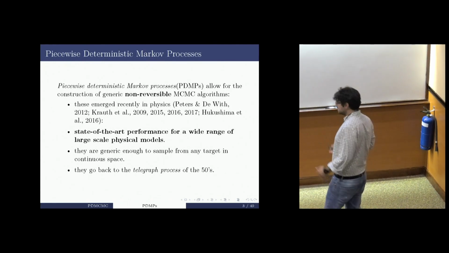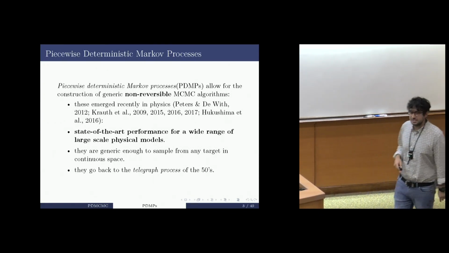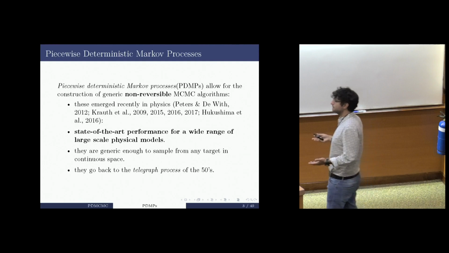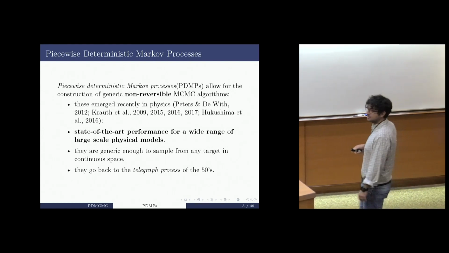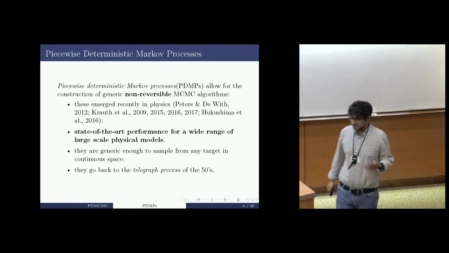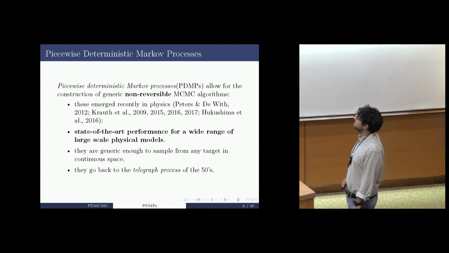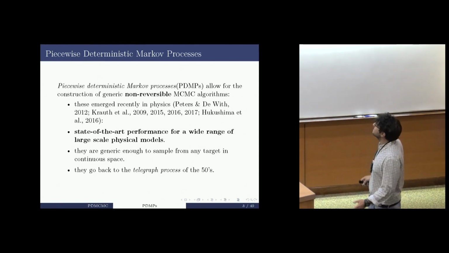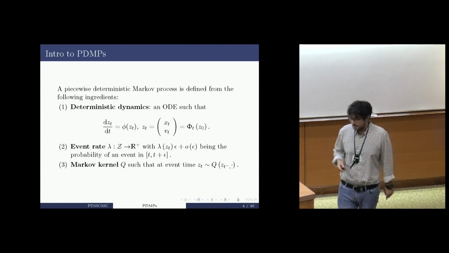Okay, so PDMPs, if you haven't already noticed from all these talks, they were mainly introduced in physics. So they go back to a paper by Peters and de Withe. Actually, they were introduced for sampling, right? Before that, they were studied by Davis at Imperial a long time ago, around the 60s and the 70s, and there are a lot of results from that work. They were used for control and for modeling various queues in continuous time and so on. The nice thing about these is that they sometimes demonstrate state-of-the-art performance in realistic problems, for example large-scale physical models. So they're quite promising for use in MCMC.